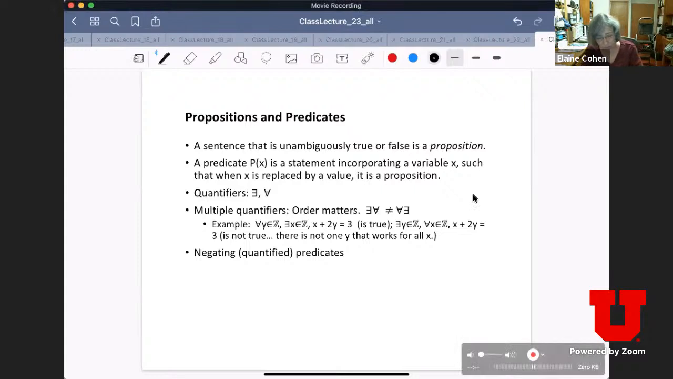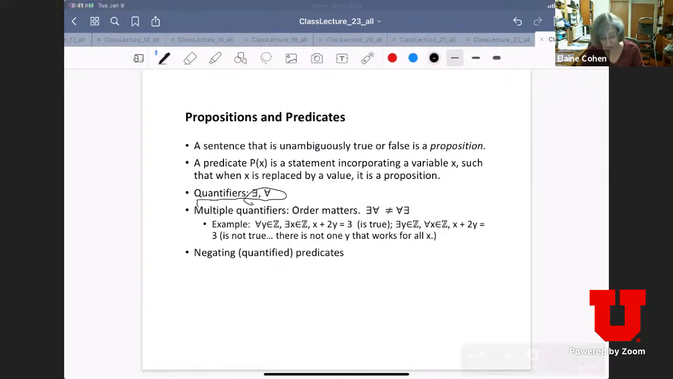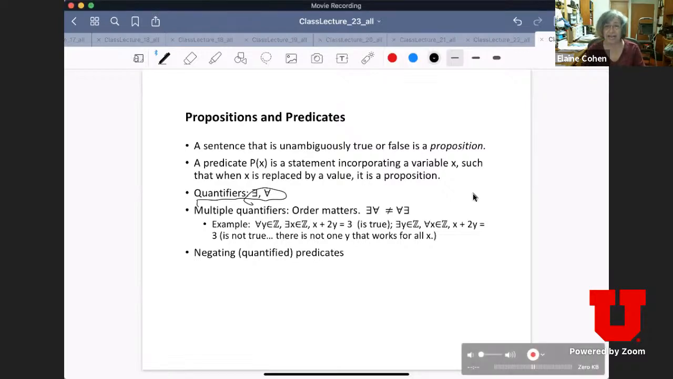Okay, you should remember quantifiers. There exists and for all. And remember that in multiple quantifiers, order matters. There exists something for all something is different than for all something there exists something. So here's an example. If we say for all y and z, there exists an x and z such that x plus 2y equals 3.